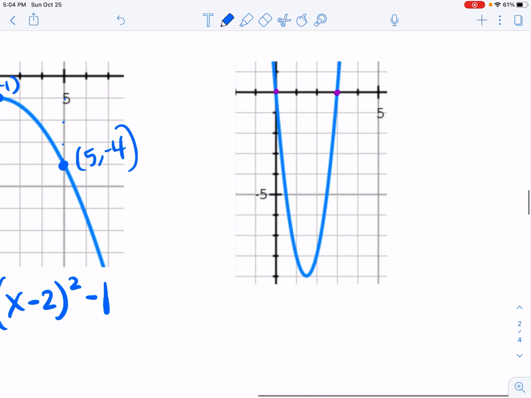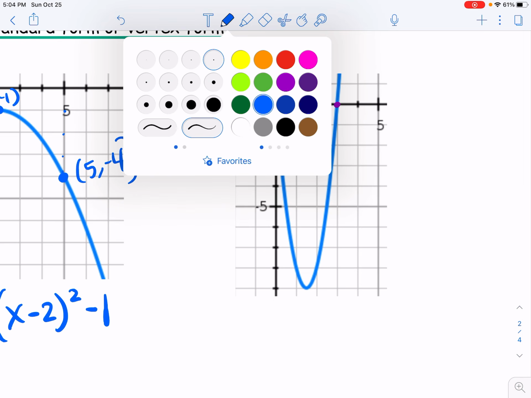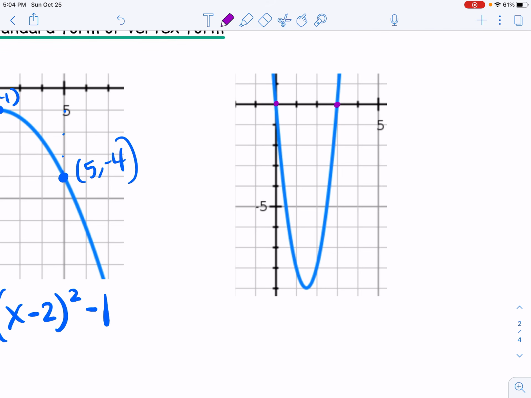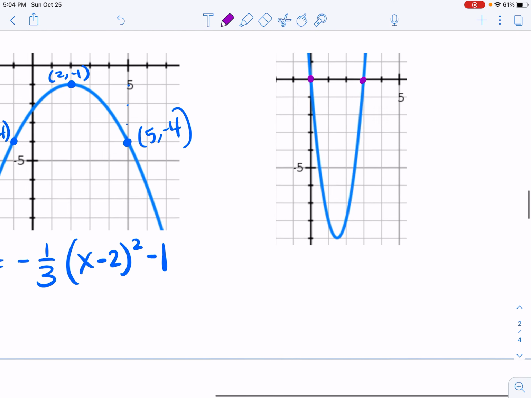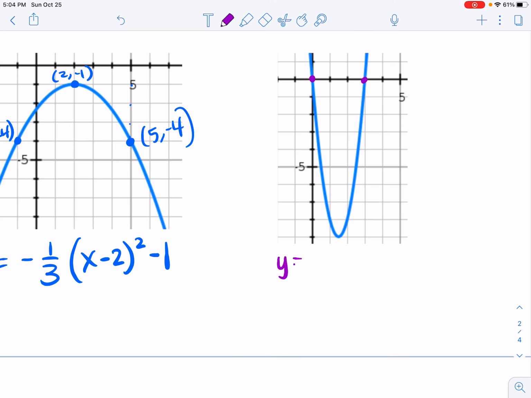Okay, now for this graph, excuse me, I don't want to guess where that vertex is. So I don't want to say the vertex is at something negative 9. But what I do know for certain is that we have some roots at 0 and 3. So if I know my roots, I'm going to start writing this in root format. Even though I know I can't leave it in root format, I can at least start it. So if my roots are 0 and 3, then y equals a times x minus 0, which is just x, times x minus 3.